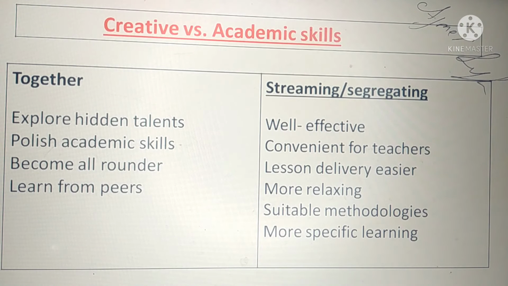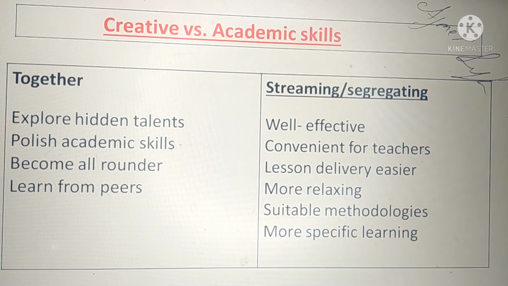Then we come to the second interpretation, where one student understood that I have to write like this: students are categorized according to their creative skills versus academic skills. So if these students are put together in a class, what could be the benefits and what could be the drawbacks? First of all, they can explore their hidden talents.